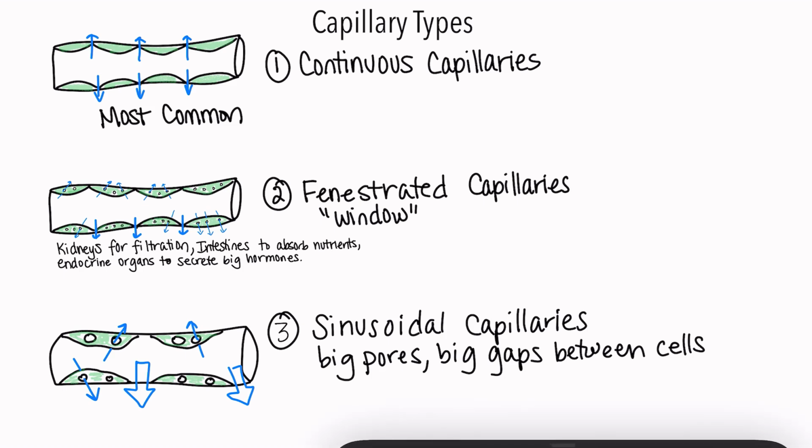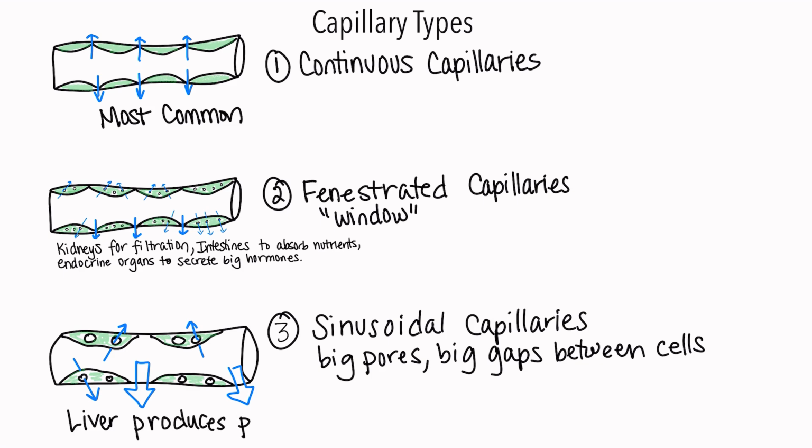And this is important in the liver because the liver produces plasma proteins. We're also going to see this kind of capillary in the bone marrow because they're making red blood cells and putting those out into the blood vessels.